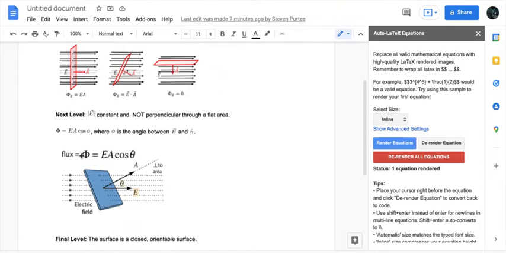So in this formula, we always want the angle between E and the normal vector.